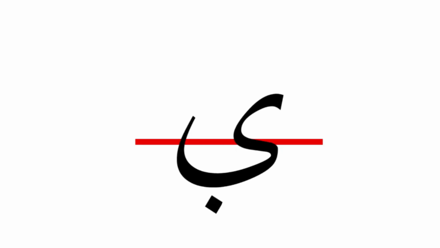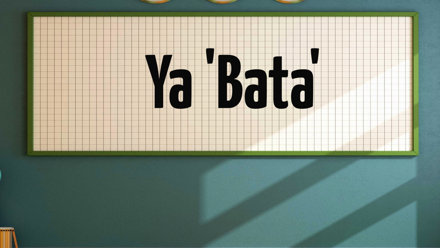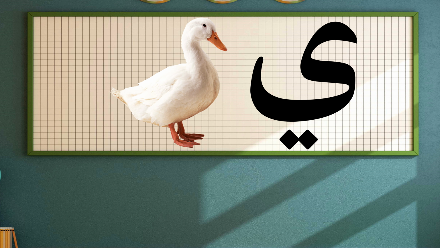And by the way, in Egypt we call it Bata, and Bata means duck in Arabic. So yes, you might have guessed it right by now. Letter Yeh looks similar to the shape of a duck. So whenever you see a duck, always remember your precious letter Yeh. Alright, now that we know how to write the letter Yeh, let's move on to see its different forms in different positions of a word.